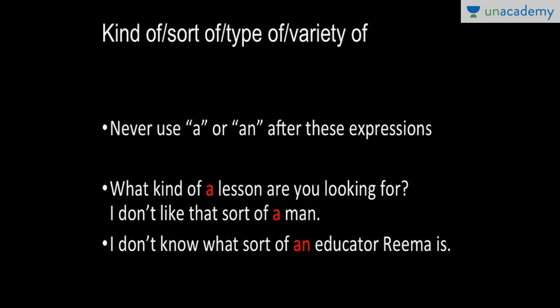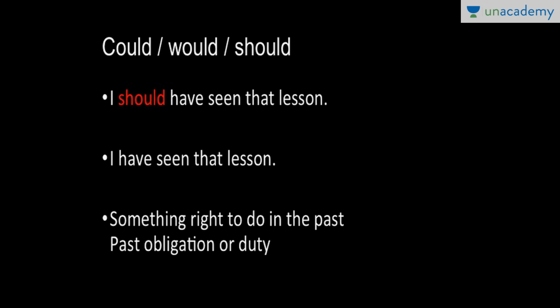Even though it starts with an E, that is a vowel sound, and you'll say you need to use an. No, you do not need to use an. You just say, I don't know what sort of educator Rima is. I don't like that sort of man, not that sort of a man. What kind of lesson are you looking for? So a lot of people make these mistakes, but make sure you do not use an article after kind of, sort of, type of, or variety of.